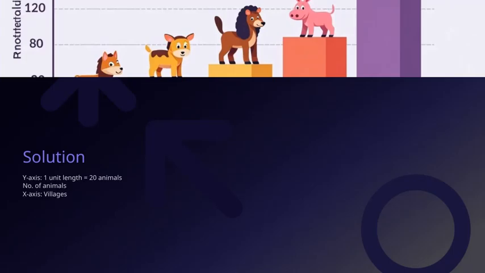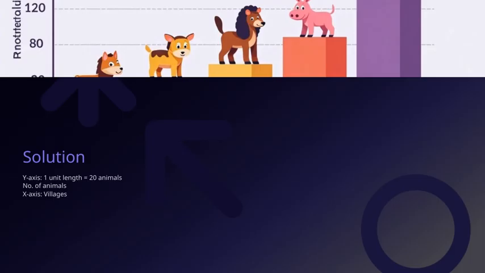All right, let's take a closer look at this solution. On the y-axis here, we've set 1 unit length to represent 20 animals. This helps us visualize the data more clearly, especially when dealing with larger numbers. Moving along the x-axis, we have different villages, which are the key points of comparison in this analysis. What this setup allows us to do is quickly see how the animal populations vary across these villages. The height of each bar or point on this graph will tell us the number of animals in each village, scaled to this 20 animals per unit measure.